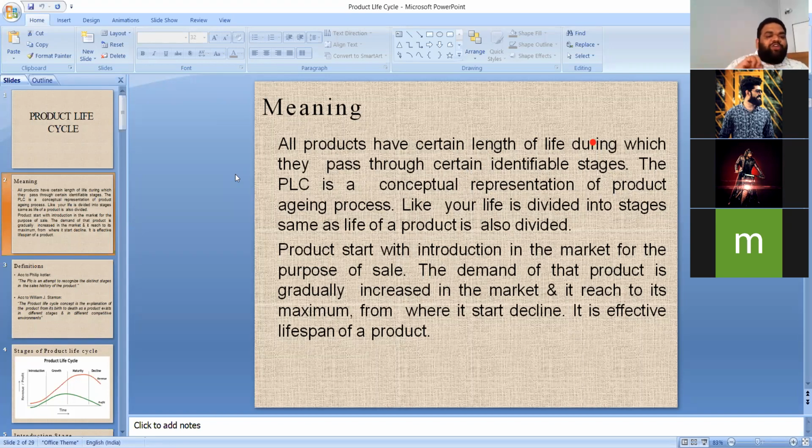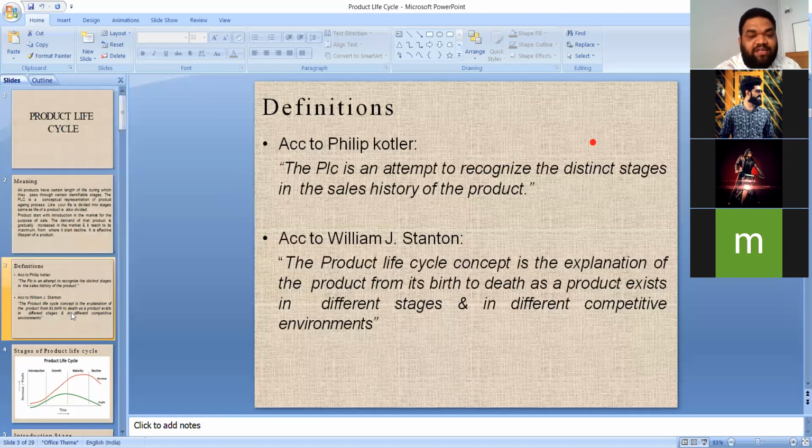Now I want to tell you one thing. Later, whenever I say PLC, I'll tell you. Yes, let us see the definitions. So what are the definitions here?